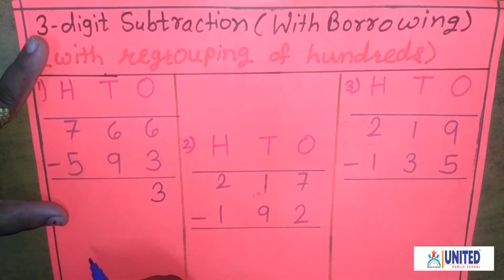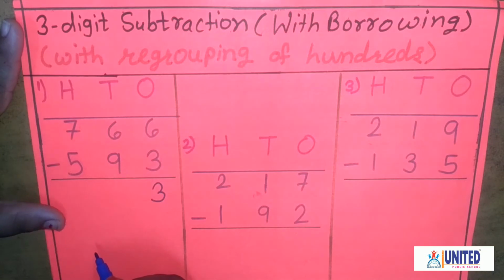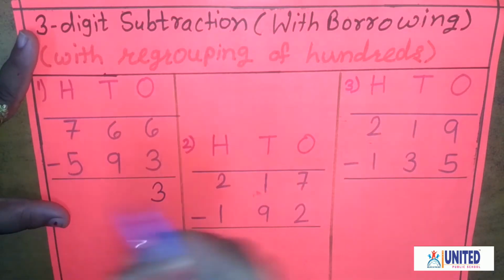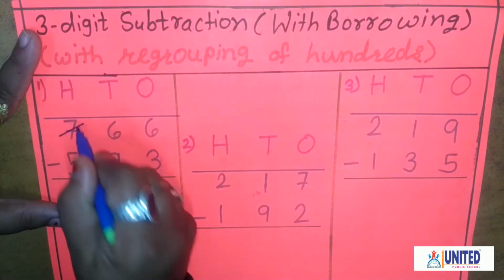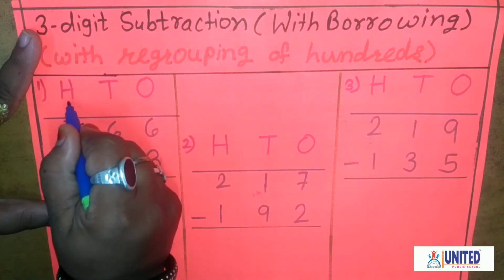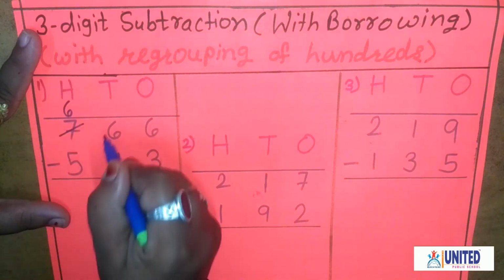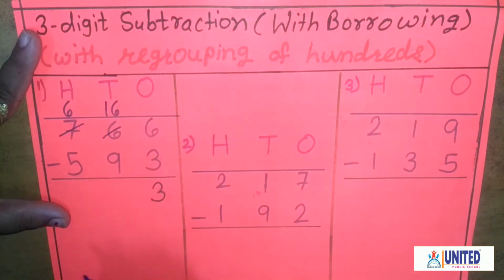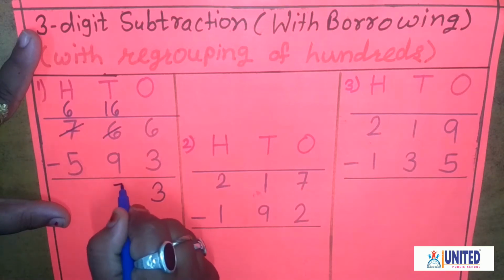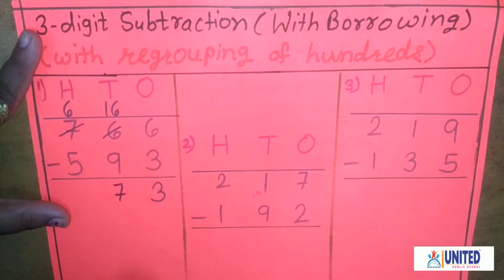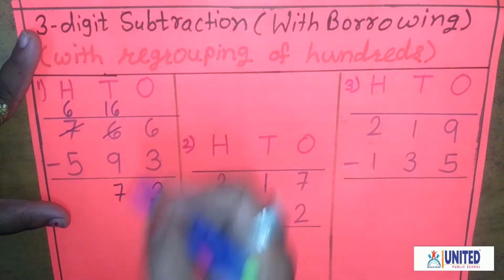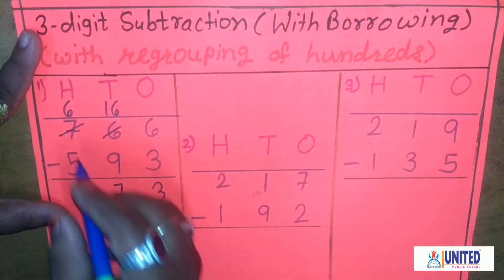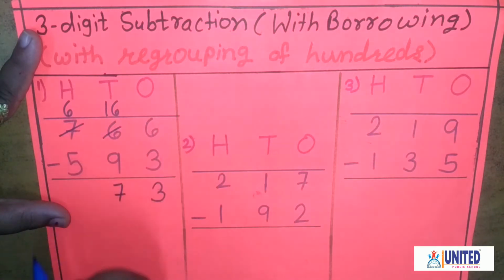Now move on to the tens column. 6 minus 9, is it possible? No. So we have to take the borrow from the hundreds column. So 7 is cut out, here 6 remains, and here it is 16 tens. Now 16 tens minus 9 tens, the answer is 7. You have to count after 9 till 16. Now in the hundreds column, 6 minus 5. 6 minus 5 is what? 1.